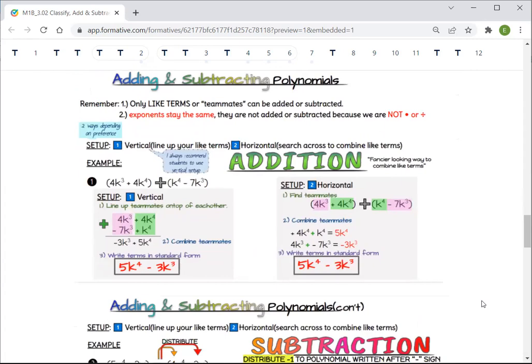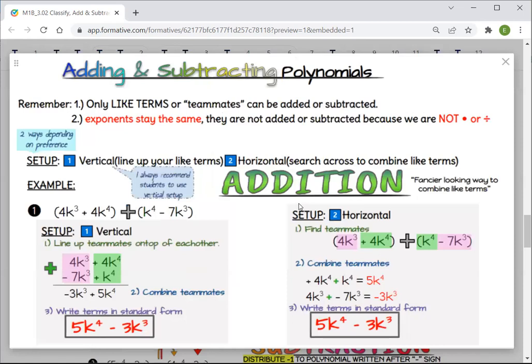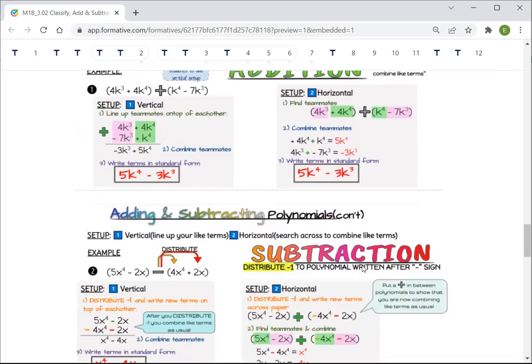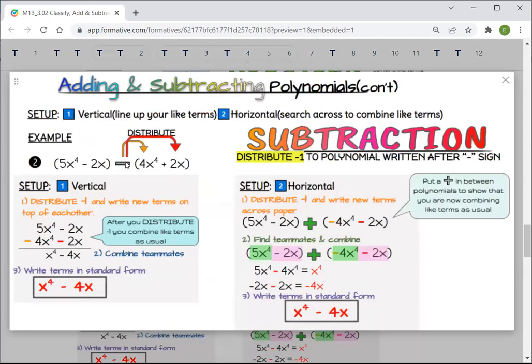Next piece is to add and subtract polynomials. Okay, you guys have basically been doing this all along. Adding and subtracting polynomials, you're combining like terms. That's exactly what addition is. It's combining your like terms. There's nothing different than what we've already done. Subtracting polynomials just means that we have to distribute the negative first and then combine our like terms, which again, you guys have already done.